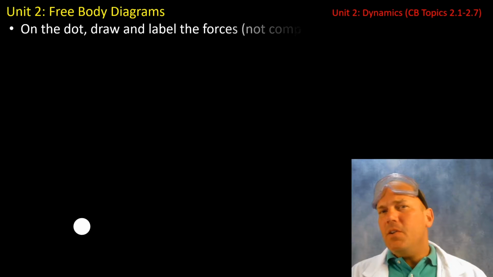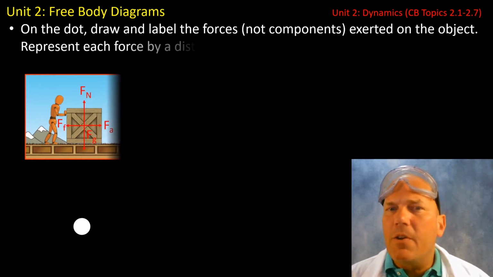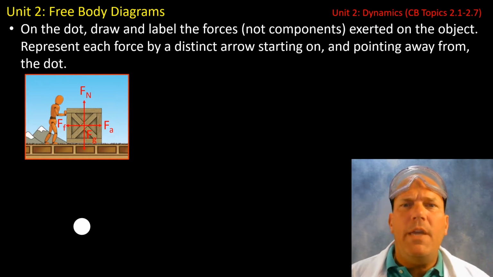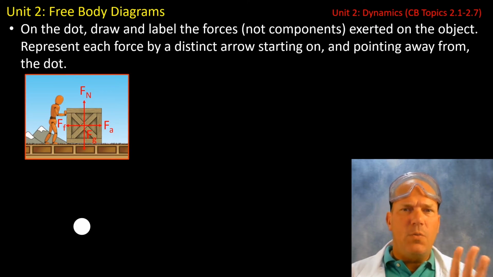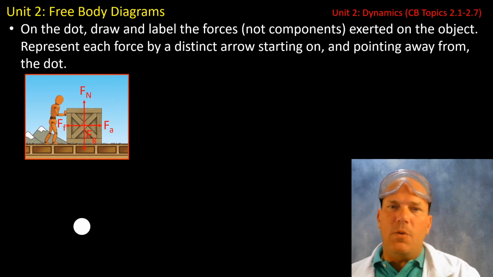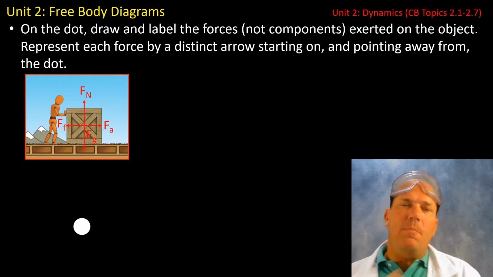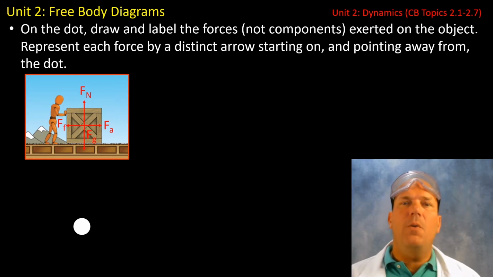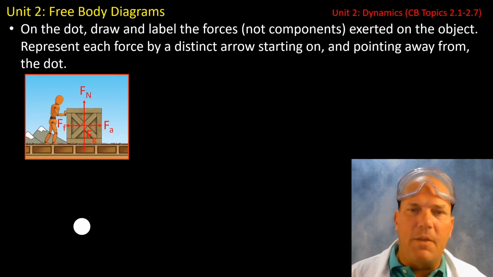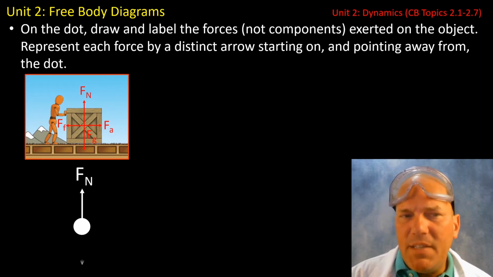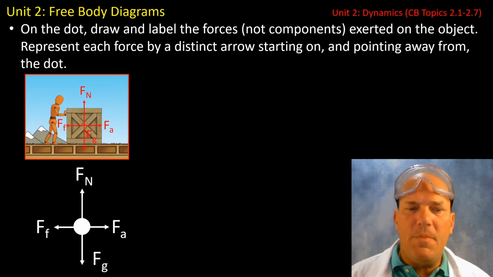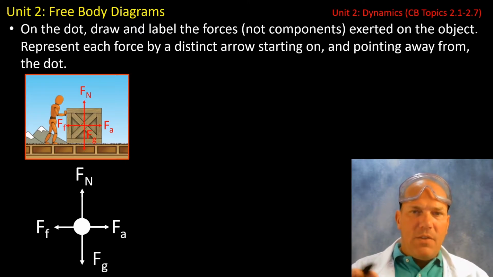Now, here's another way you'll often do free body diagrams on exams and quizzes. So rather than drawing the arrows directly onto the object as we've done with the man in the crate, you will have a dot that represents the object. So this dot is where you will start your free body diagram. And we're going to represent each force by an arrow starting on and pointing away from the dot. So you can see how similar these are.